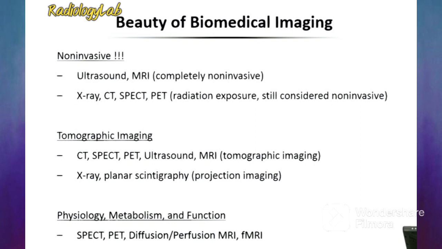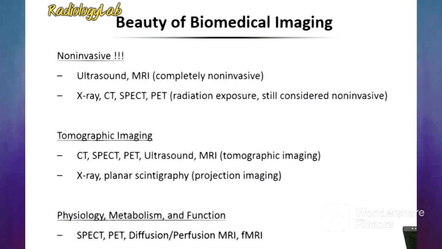Biomedical imaging modalities also provide certain information beyond anatomical information, which includes physiological information, metabolic information, and functional information of our body, especially SPECT and PET, and diffusion, perfusion-weighted MRI, and functional MRI. So these modalities provide physiological, metabolic, and functional information of our body. This information cannot be detected through simple dissection of our body. This is also the beauty of biomedical imaging modalities. So we will talk about MRI in this course.